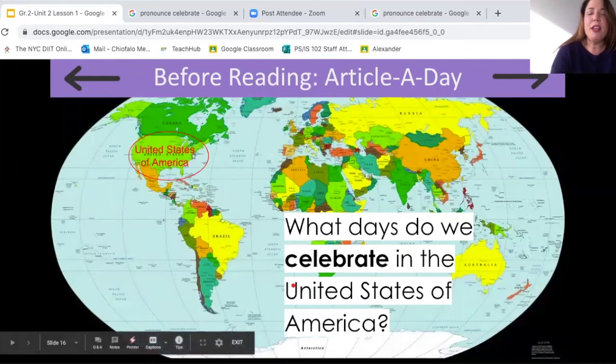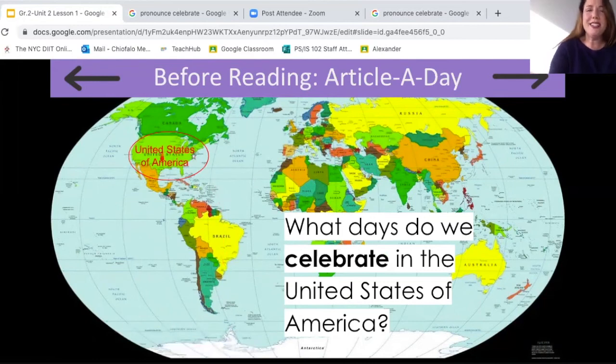And I want you to think about, too, before we start reading our article for today, what days do we celebrate in the United States of America? Maybe it's something that we celebrated recently or in the past, or maybe it's coming up. What days do we celebrate in the United States of America? Who would like to share that?